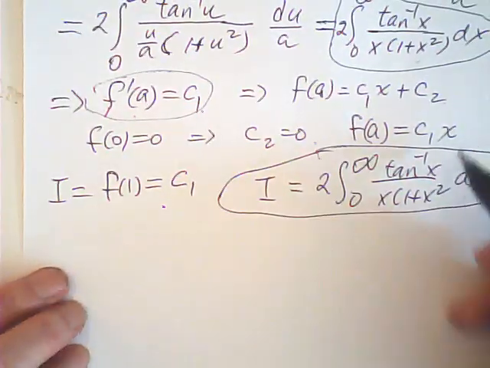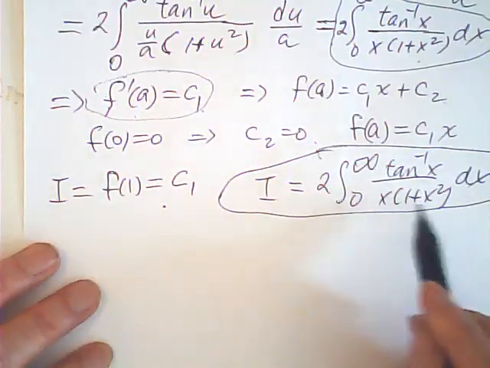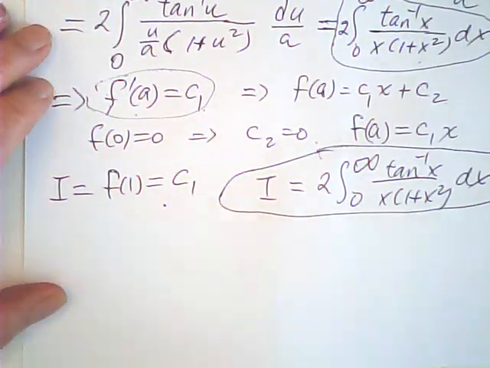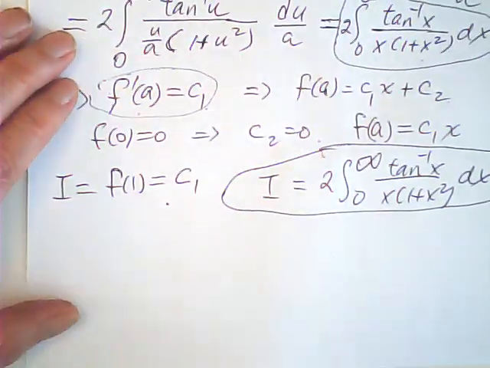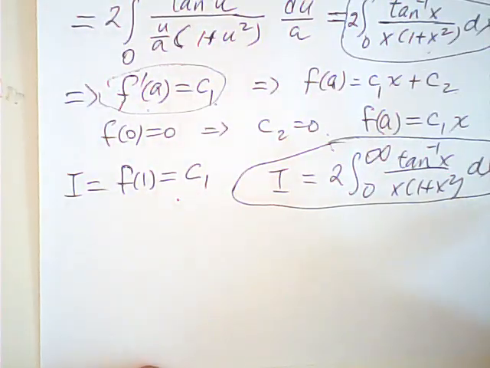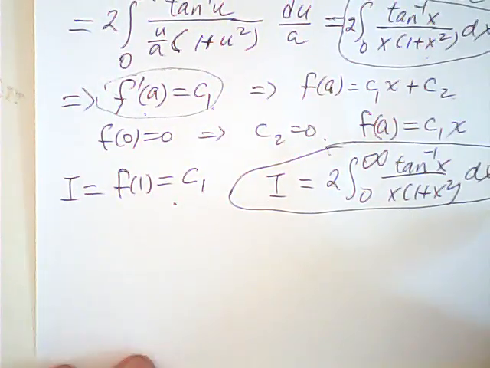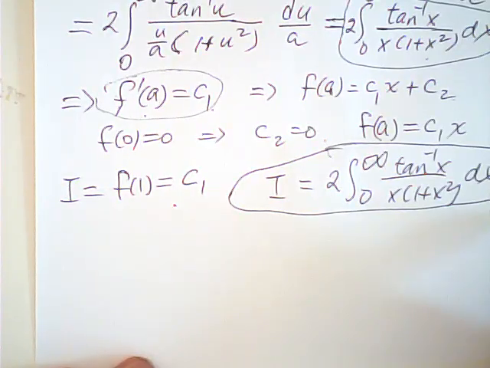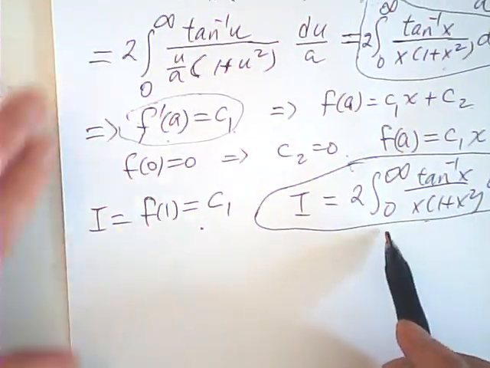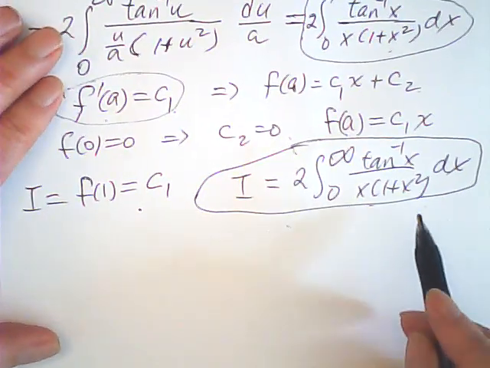But it's still not easy. This is still not easy because it has arctangent, and your denominator is a third degree polynomial. So what to do? Well, I'm using Feynman trick again.